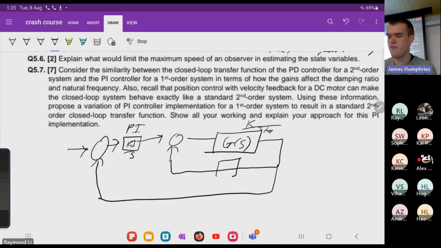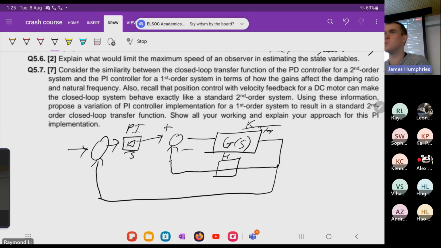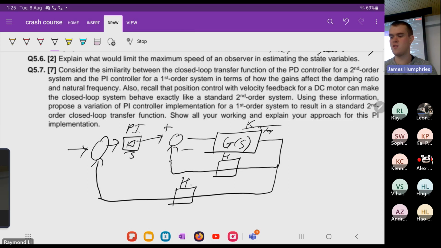And we have to do something funky here, which I'm just going to call H, because we have to do something to make it different. We either put it here or we put it there, so there are two options. Does that make sense? Because they've specifically said it's not a standard PI controller implementation for a first order system. So either H1 or H2 is different. Unless you want to start doing feed forward or other stuff like that, which you could do, but I don't really think that's what it's asking.